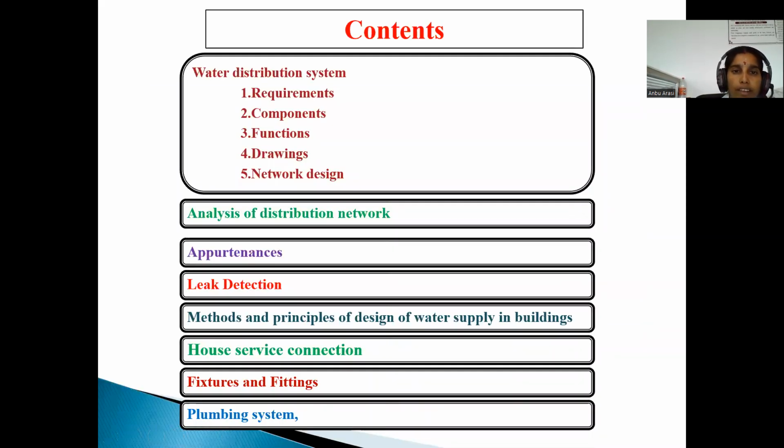These are all the contents in this unit. Water distribution requirements, components, functions of water distribution system, drawings of water distribution system, network design, and analysis of distribution network, appurtenances used, leak detection, methods and principles of design of water supply in buildings, house service connection, fixtures and fittings, plumbing system.